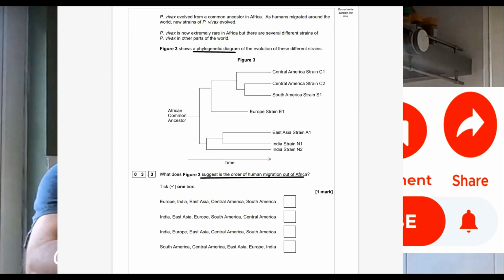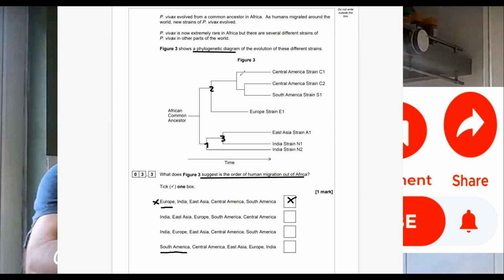And question 3.3 says, what does Figure 3 suggest about the order of human migration out of Africa? Well, if we look at the African common ancestor there, which is now extinct, go to the nearest point and write 1. That is the closest ancestor to the common African ancestor. Where's the next nearest point? It's over here.